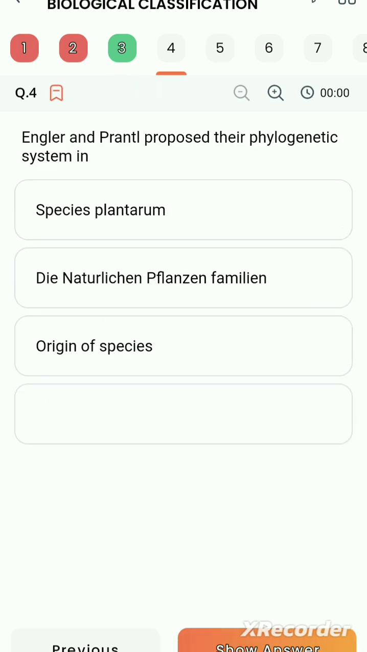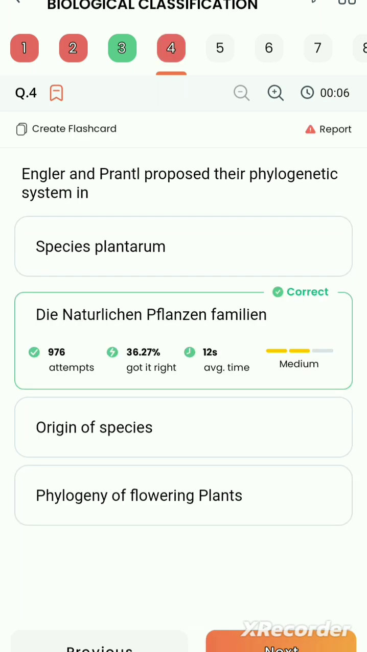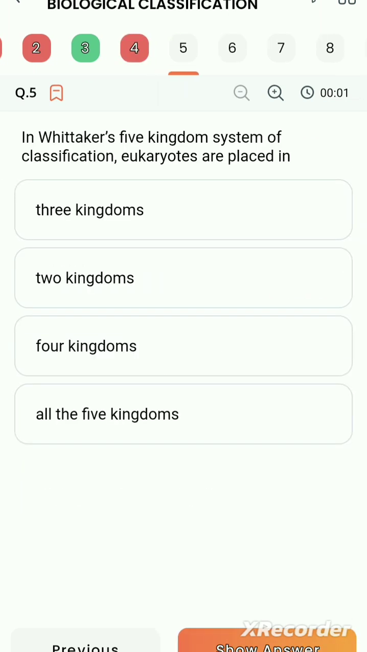Next one, question 4. Engler and Prantl proposed this phylogenetic system in which? The option is B.